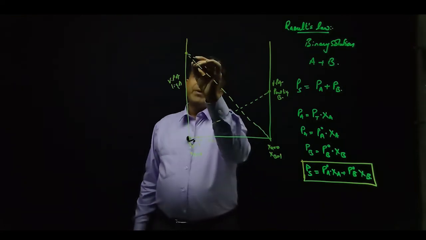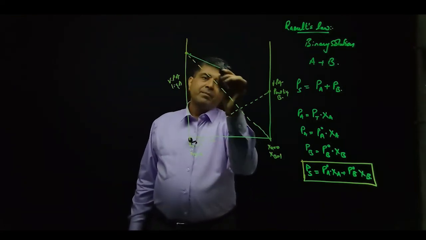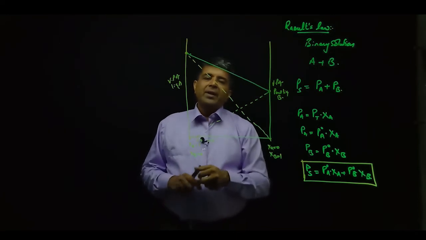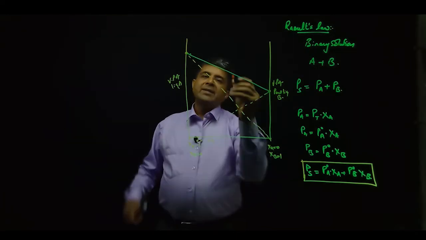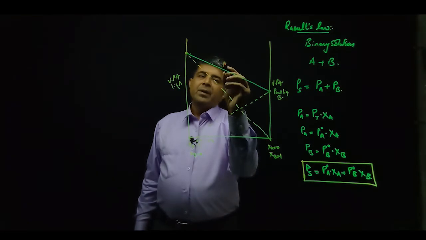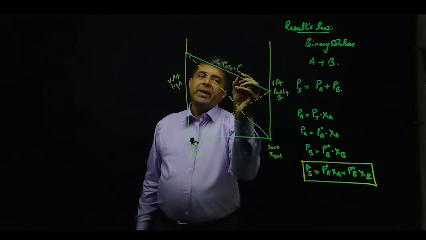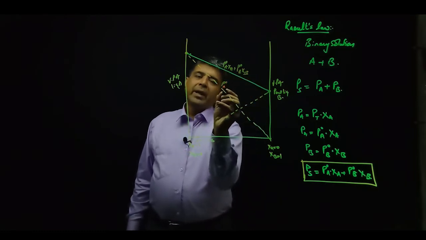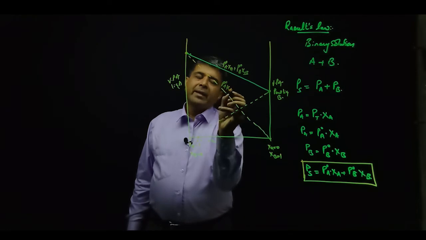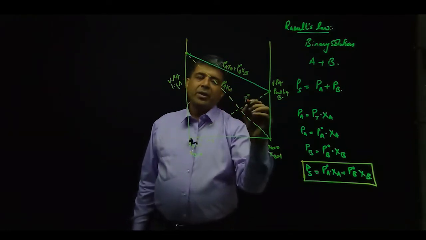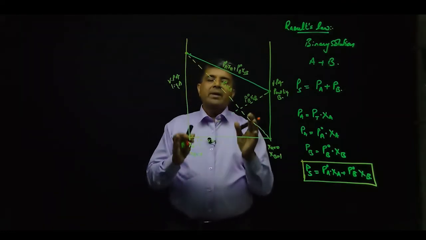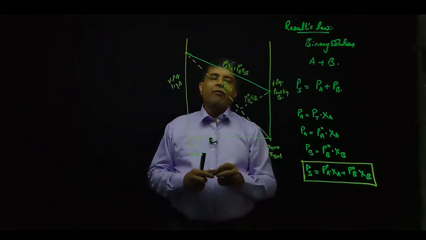Now connecting these 2 points would give me the vapor pressure of the solution. So this is the vapor pressure of the solution. So I can write that this line would represent P naught A XA plus P naught B XB. This is P naught A XA and this is P naught B XB. So this is about the graphical representation of Raoult's law.